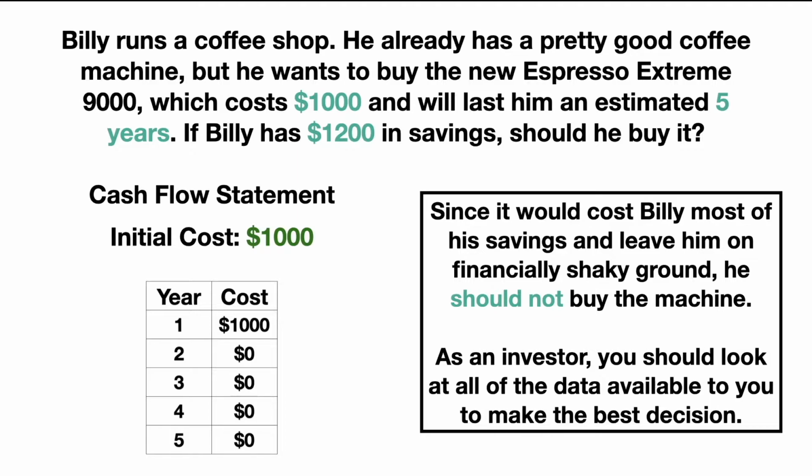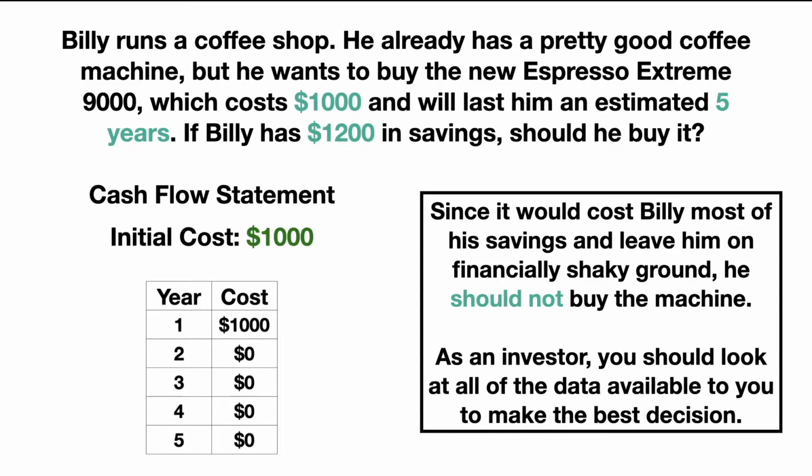As you saw through this example, there's a clear difference in how financial information can be presented. Even something simple like a single $1,000 purchase can show up in two completely different ways. So it's important for anyone looking to invest in anything, especially a business, to look at all the data available to them before making a decision. The more informed you are, the more successful you'll be.